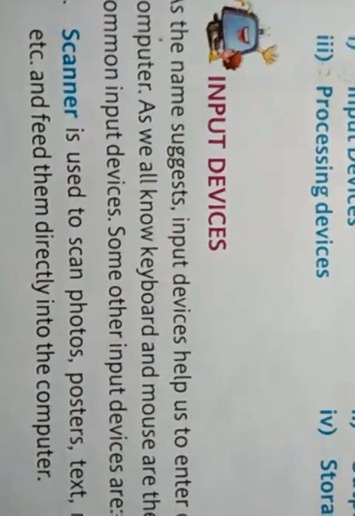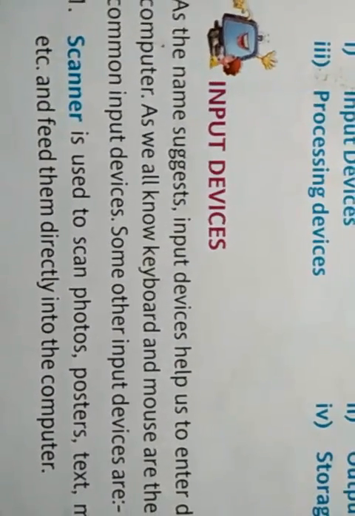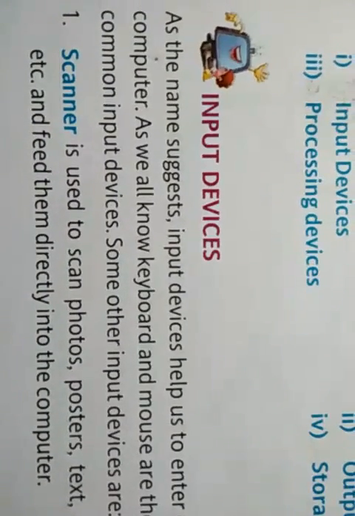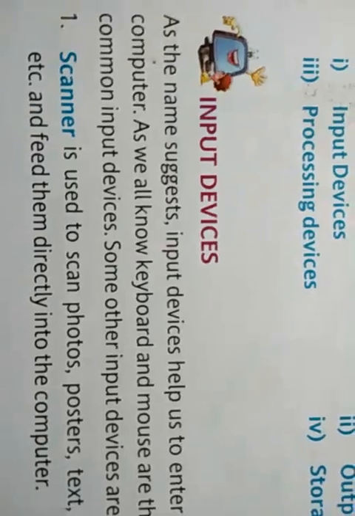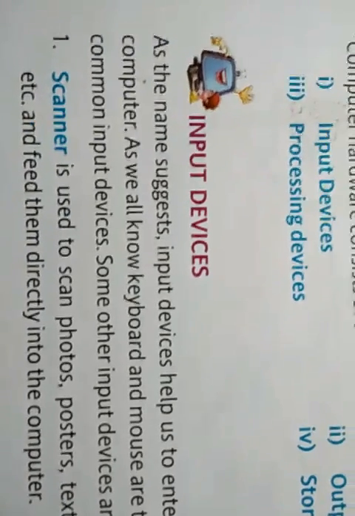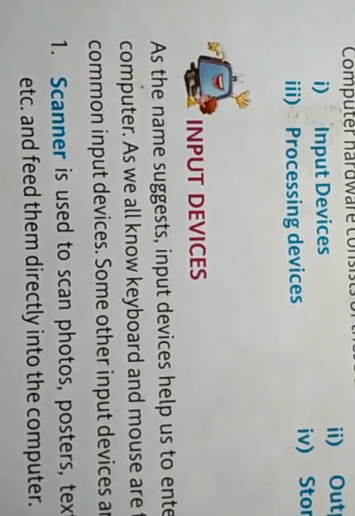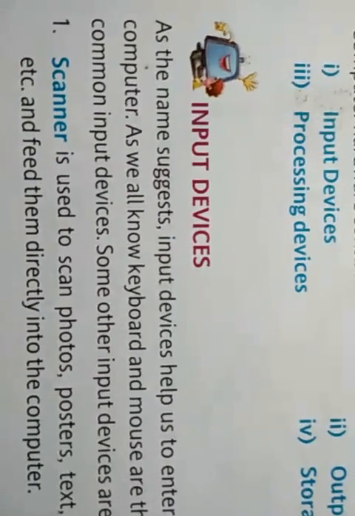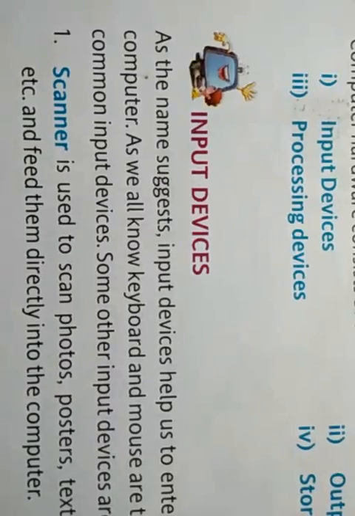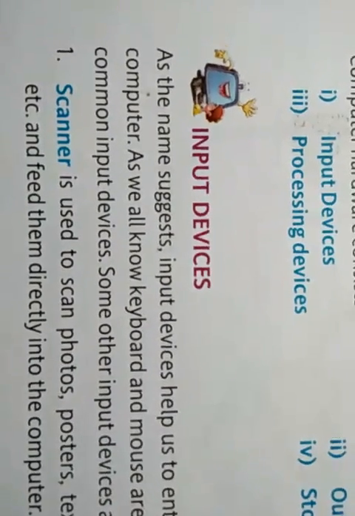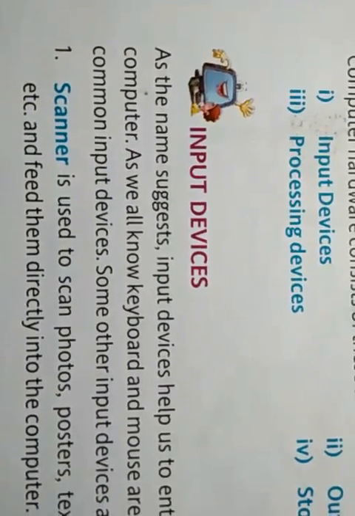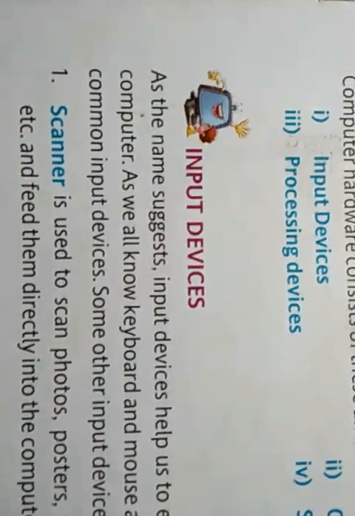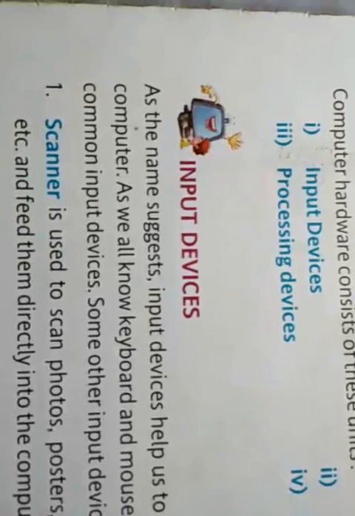Those devices which are used to feed data into the computer are called input devices. Examples of these devices are the mouse, keyboard, scanner, light pen, OMR, MICR, etc. Number one is the keyboard. The keyboard is used to input text data into the computer. Second is the mouse. The mouse is called an optical device which is used for selecting icons from the screen.